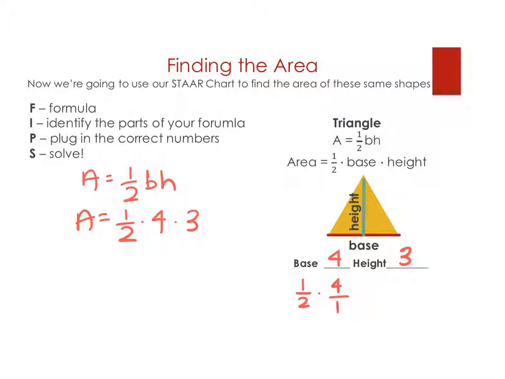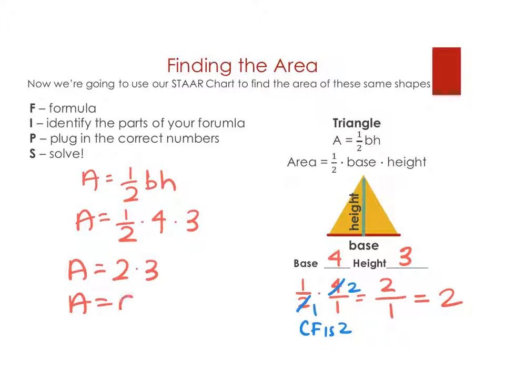4 as a fraction is 4 over 1. I'm going to ask myself, do 4 and 2 have any common factors? And yes, they do. It is 2, because 2 divided by 2 is 1, and 4 divided by 2 is 2. Now I'm going to keep on solving. 1 times 2 is 2, and 1 times 1 is 1. All right? I'm not going to leave it like that, am I? No, I'm going to change it into a 2. So area equals 2 times 3. And what's 2 times 3, everyone? 6, or 6 units squared.